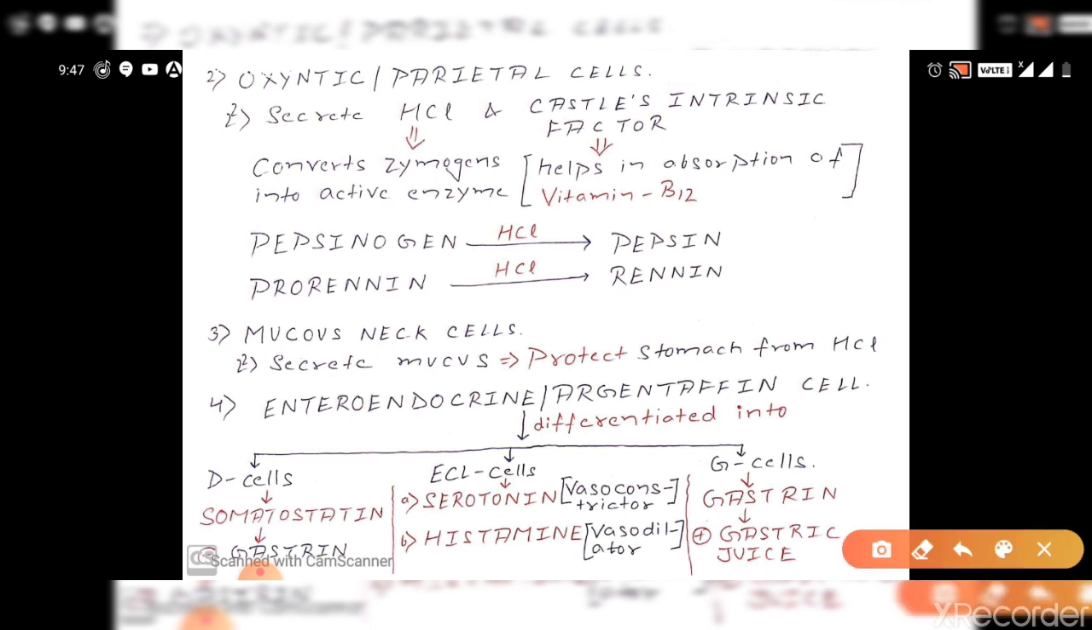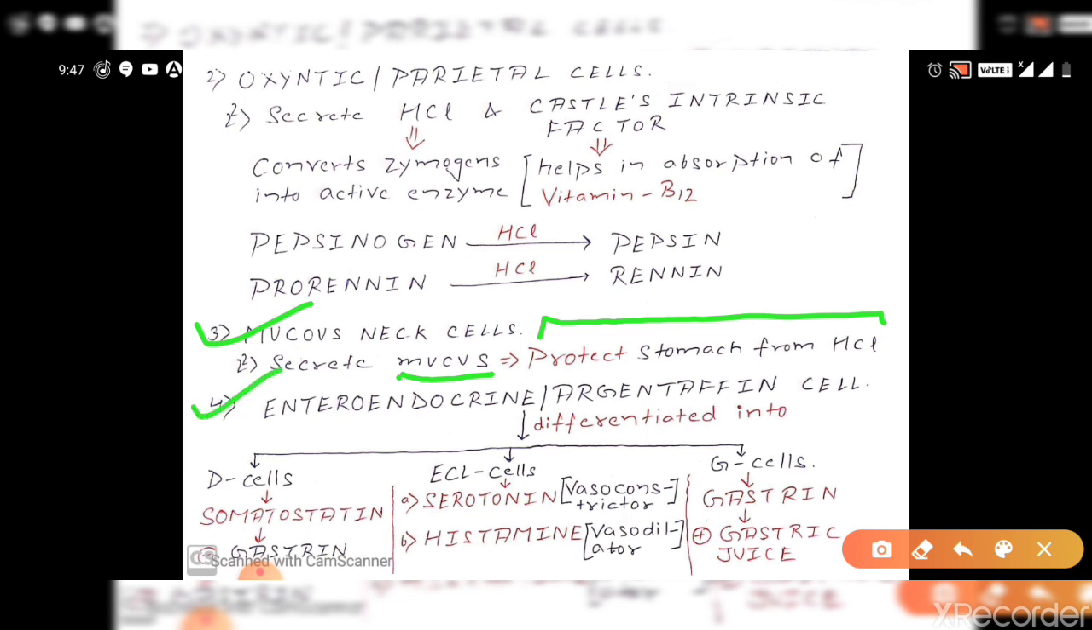Now moving towards the third type of cell, that is the mucous neck cell. It secretes mucus which helps in protection of the wall of the stomach against HCl. Otherwise HCl will digest its own wall.